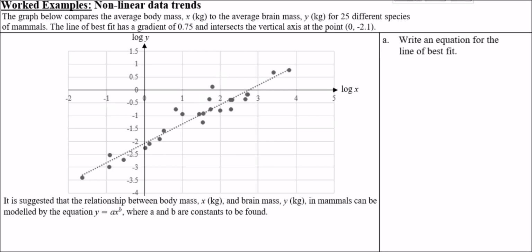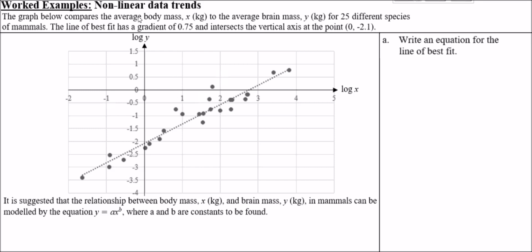So in this example, we're comparing the brain sizes of 25 different species of mammals with the mass of that mammal itself. But rather than doing it as a linear graph, we've taken a logarithmic graph to make it fit a linear pattern. This is really important as well, so don't just dive in trying to work out the intercept and calculating the gradient manually.